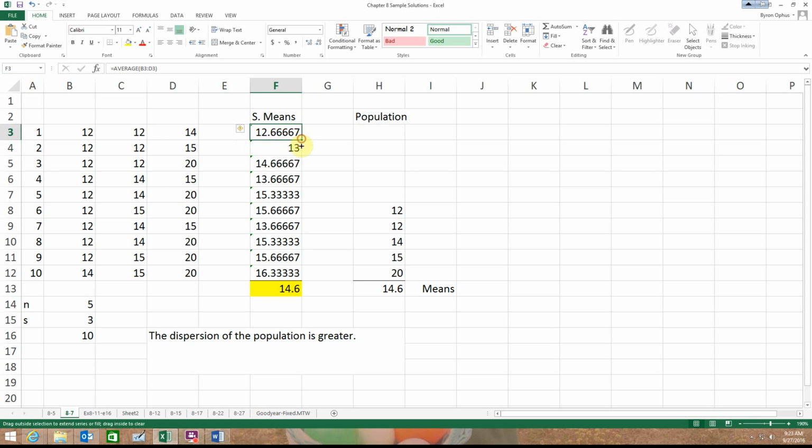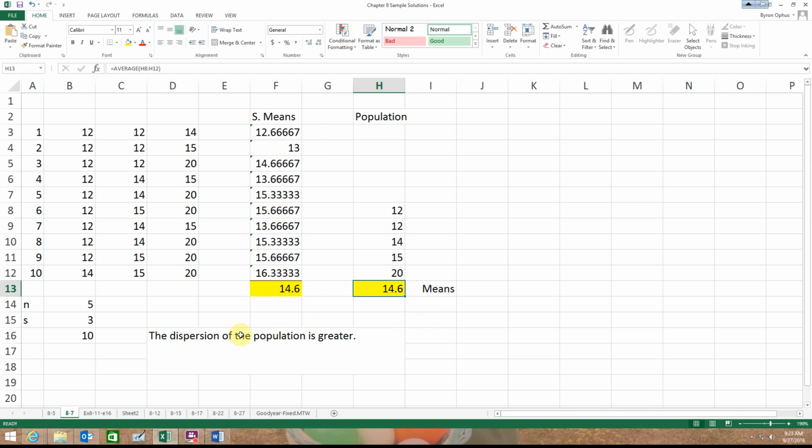Okay, and then I can just drag that down, and then I want to do the mean of that, or the average of that, and there we go. Okay, and I list the population, and I come up with the mean of the population. And it says compute the mean of the distribution of the sample means and the population mean, compare the 2 values, and then it says again, compare the dispersion in the population with that of the sample means.